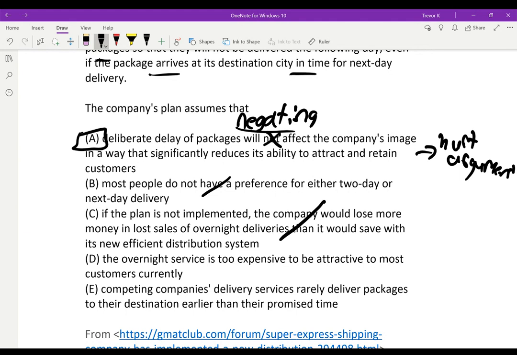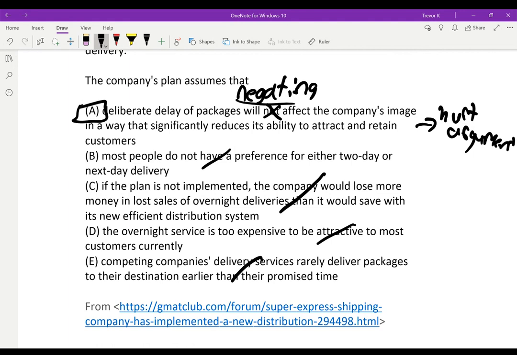D, the overnight service is too expensive to be attractive to most customers currently. No, if it's too expensive, then they're going to have a hard time encouraging sales anyways, but that has nothing to do with whether delaying the two days is a good idea or not. E, competing companies' delivery services rarely deliver packages to their destination earlier than at the promised time. That doesn't matter. Our whole point is, will delaying these packages be a bad idea or not? So that is why A is the correct answer here. When we negate it, we find out why that is. All right, cool. So that is the assumption process.